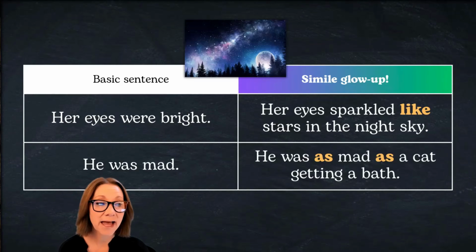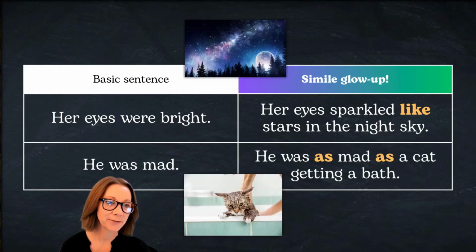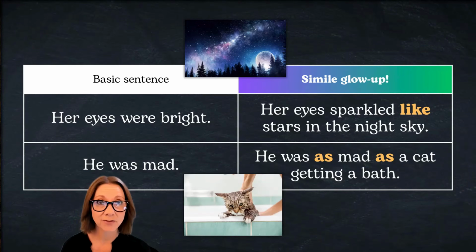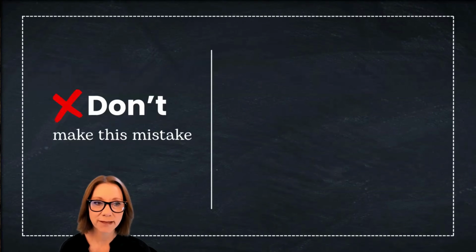He was as mad as a cat getting a bath. Now, on this one, the visual you might have would be something like this, and then you can kind of picture a human having that same type of emotion. You want to use some specifics when you do a simile as well, so it's not just like a cat who is hungry. It's a cat who's getting a bath, because if you've ever met a cat, you know that getting a bath is their nemesis. They hate it.